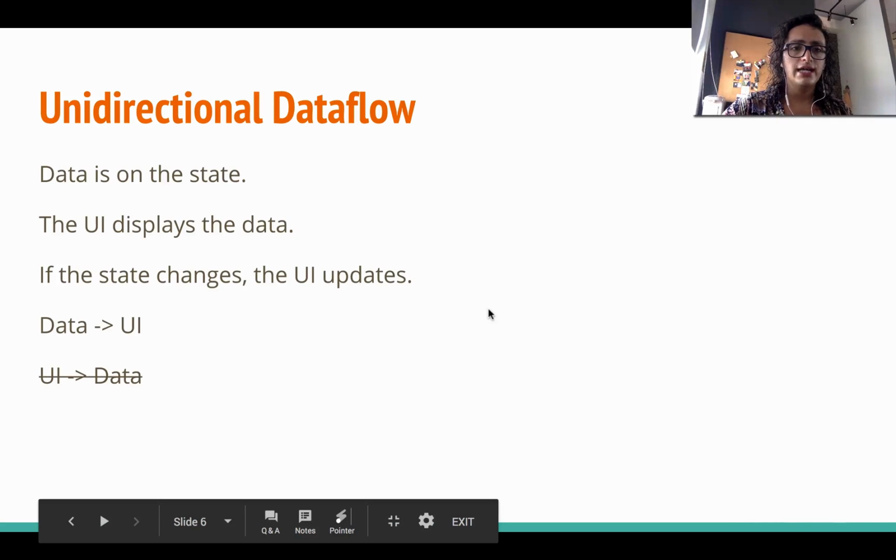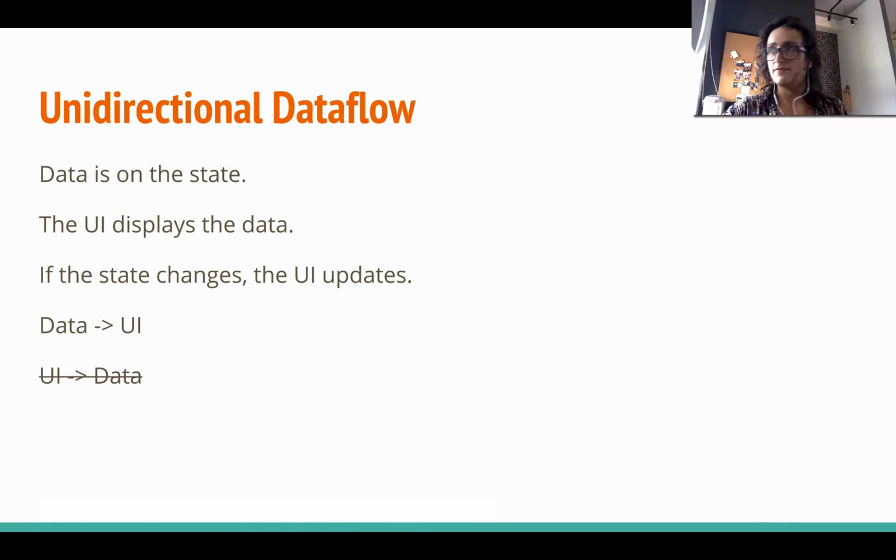Now the other one is that you have a unidirectional data flow. This means that the data is only in one place and can only be changed from one place. If you have something like Angular, the data can change from the view or the model, right? In React, the data is on the state, the UI displays the data, and if the state changes, the UI updates. So the data changes the UI. The UI never changes the data, all right? So it's unidirectional, only one way.